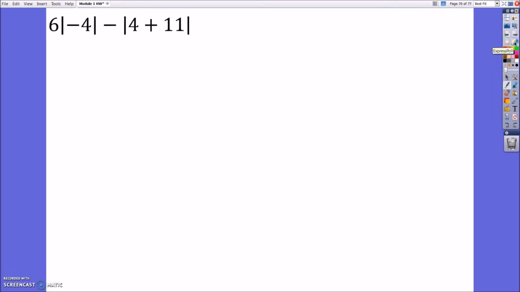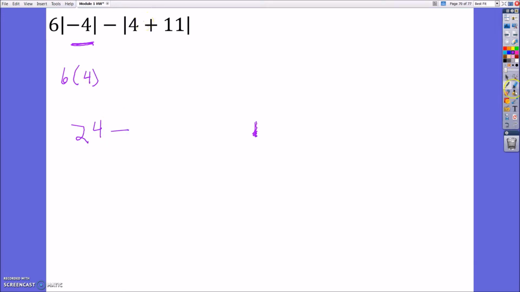Okay, now on this one, what we're going to do is first look at this negative 4, which is inside the absolute value. And the absolute value of negative 4 is just positive 4. So we're going to have 6 times 4. 6 times 4 is 24. And I'm going to minus.